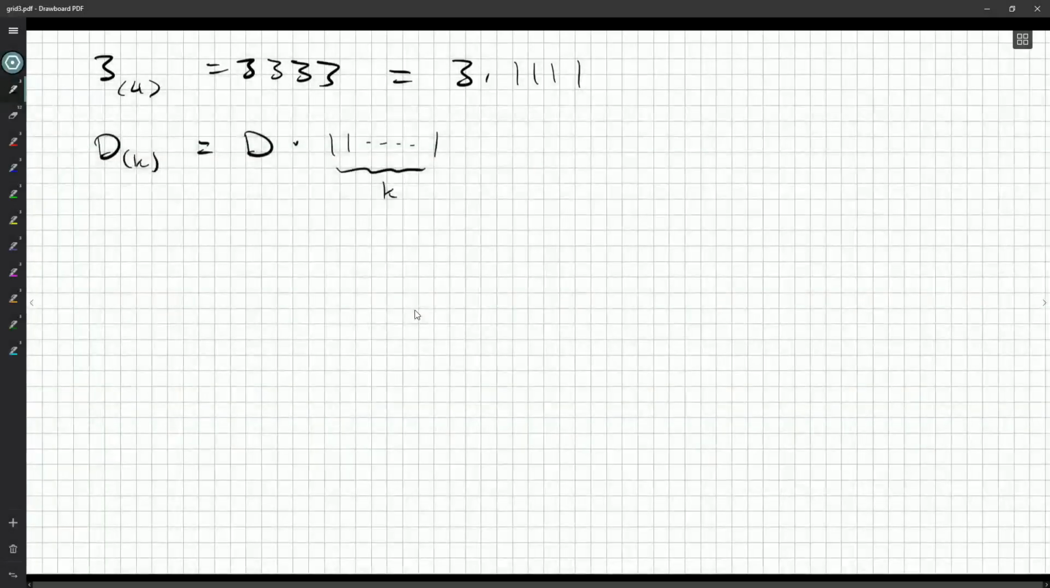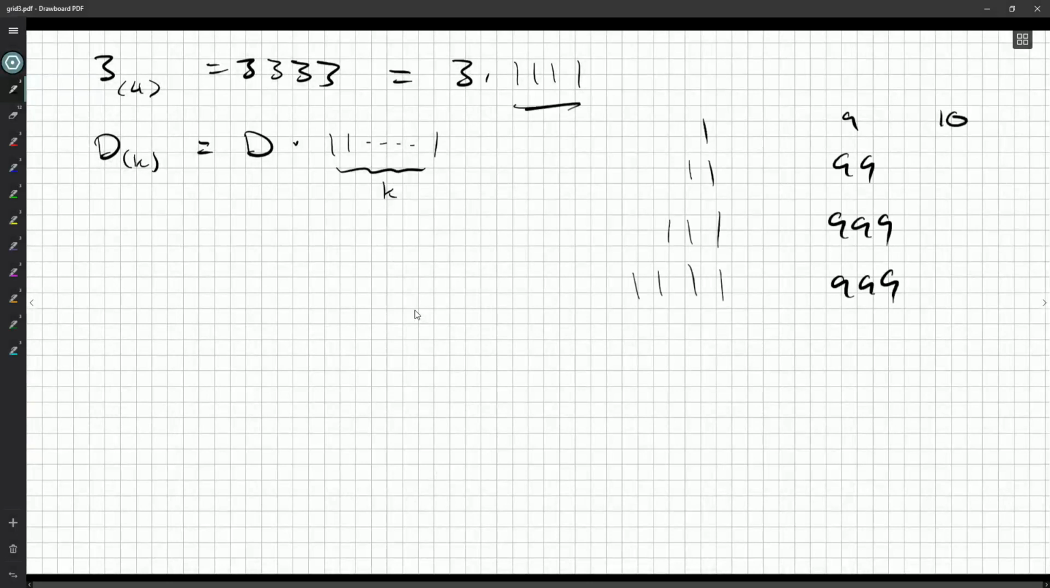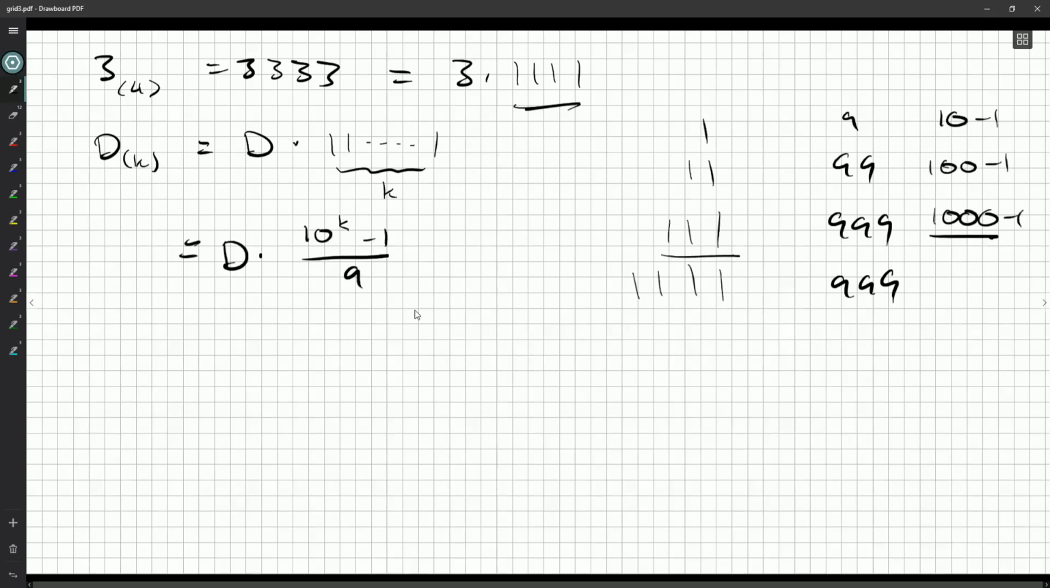Okay, and if I have 1 1 or 2 1s or 3 1s, or as we have up here 4 1s, and I multiply that by 9, I predictably get a bunch of 9s. And that's always 1 less than a power of 10. Now, which power of 10 and how does it relate to the number of 1s? Well, if you want 3 1s, 1,000, well, that's 10 to the 3. So I guess we can write d times 10 to the k minus 1 all over 9. So this is now an expression we can use.